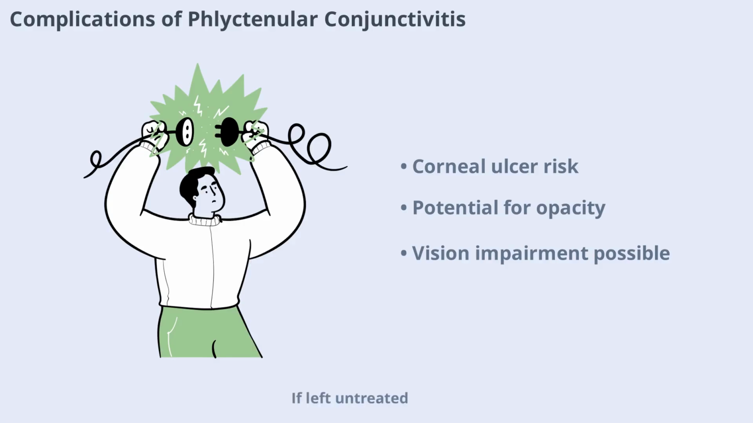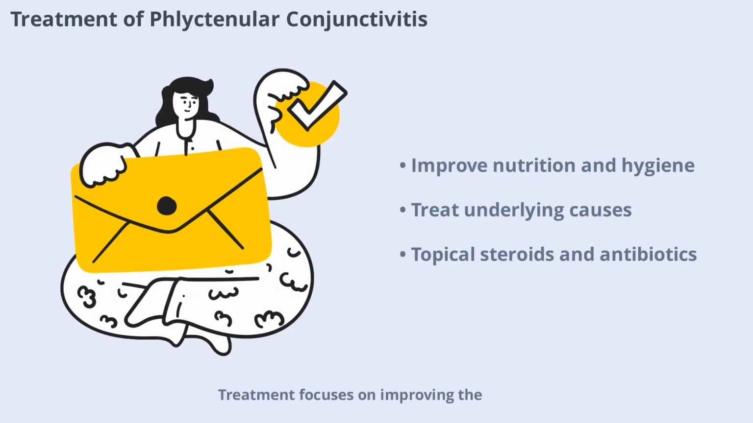If left untreated, phlyctenular conjunctivitis can lead to serious complications, most notably corneal ulceration with subsequent opacity. This can result in permanent vision impairment. Early recognition and management are essential to prevent these outcomes and preserve ocular health. Treatment focuses on improving the patient's general health and hygiene, especially in children.